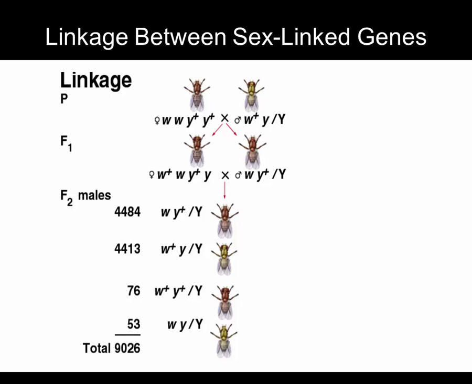The reason the mating partner doesn't matter is that we're just going to look at the males in the F2. Because the F2 males will always inherit a Y chromosome from the father, we don't care about the father's X chromosome. Always inheriting a Y chromosome from the father also means that the mother's alleles will always be readily apparent in the F2 males. White-eyed tan males must have inherited a W Y+ chromosome from the mother. Red-eyed yellow males must have gotten a W+ Y chromosome, and so on.